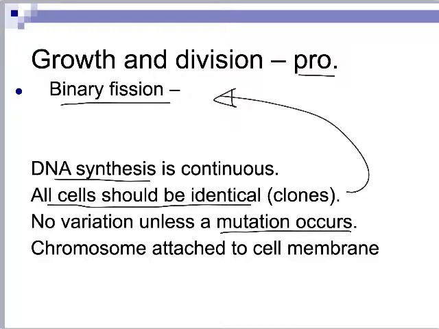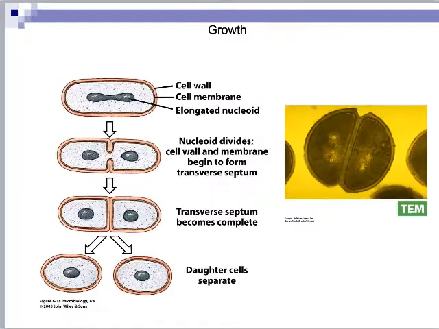We only have one chromosome in bacteria, and it's attached to the cell membrane. So it's going to be a different setup. We're not going to have mitosis and all those stages of mitosis. The chromosome is just going to divide after it's replicated.